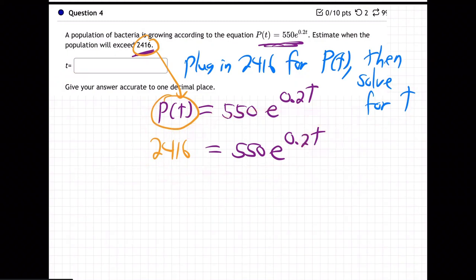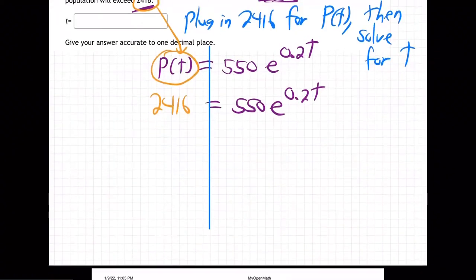Well, that's a tough question. You see the problem? Before I tell you the steps to solve it, let me help you to appreciate the difficulty of this question. Like, how in the world are we going to get T alone? T's saying, I want to be alone. Get rid of this 550. Get rid of this weird E thing, whatever that is. And get rid of this 0.2 so that I can be alone. That's what we have to do.